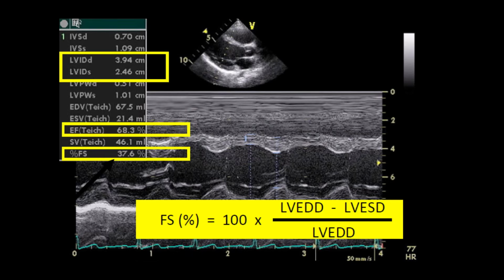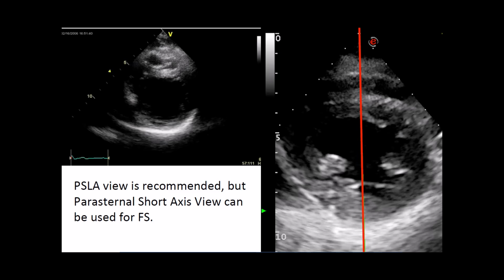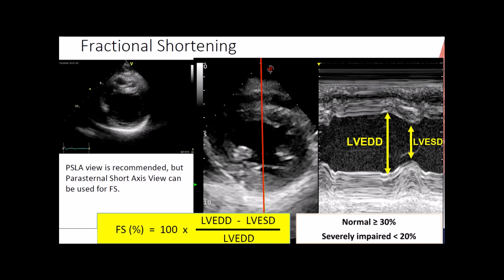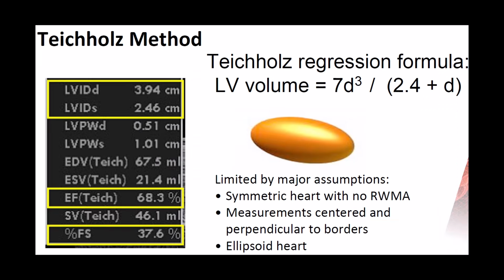And this is the equation if you want to know it, but you don't need to do it yourself because the machine will do it for you. You can still do the fractional shortening on the parasternal short axis view, but take care that you need to avoid the papillary muscles, and you need to be at the mid-papillary level as well. Normal is more than or equal to 30%, but if it is less than 20%, it is considered severely impaired. The fractional shortening comes out of what is called Teichholz's regression formula.